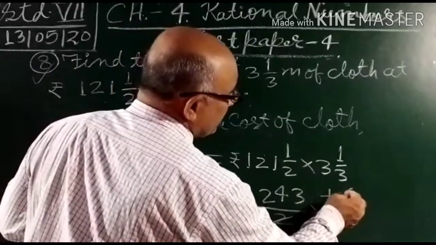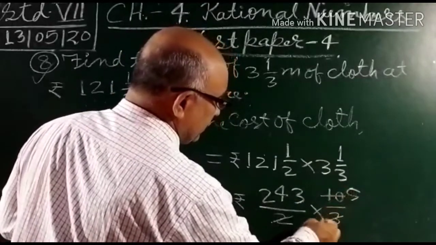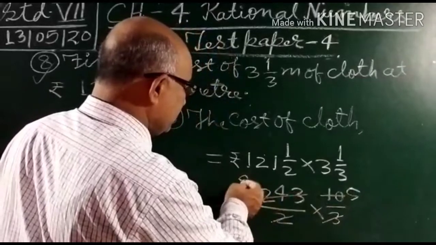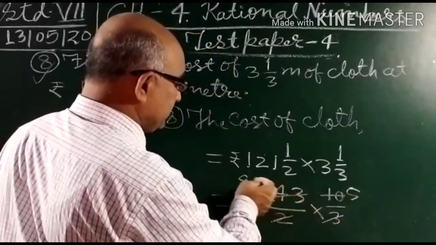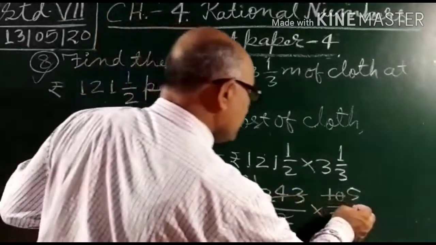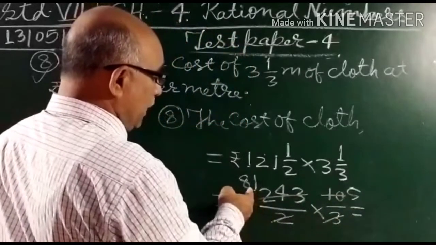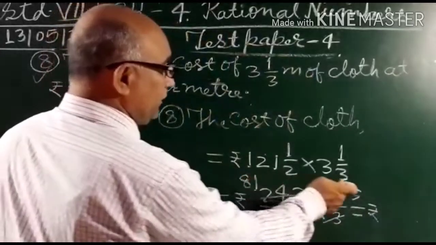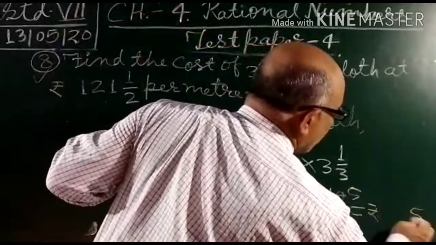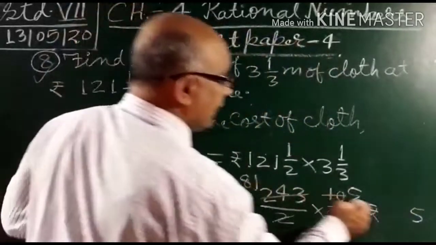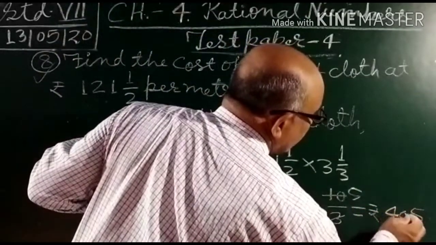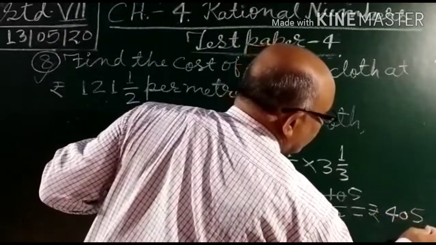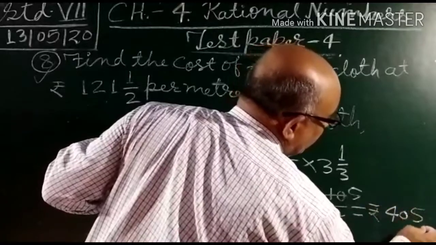Cancel it. 2 times 5 is 10, and 3 times 81 is 243. Now rupees 81 times 5 is 405. Rupees 405, answer.